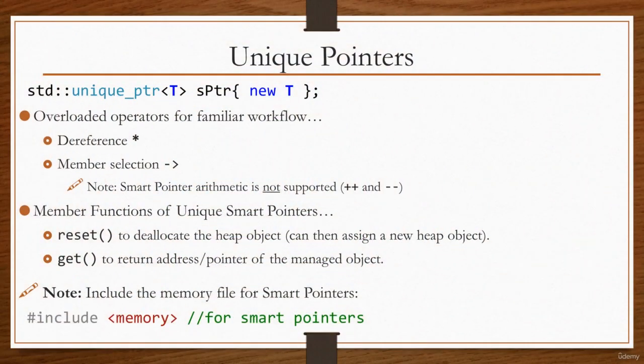Now the unique pointer also provides overloaded operators for a familiar workflow, such as the dereference operator and the member selection arrow operator. And note here, smart pointer arithmetic is not supported, so we don't have an overloaded increment or decrement operator. Remember that the unique pointer is implemented as a template class, and that has member functions, such as reset, to deallocate the heap object, and then you can assign a new heap object. We have the get member function to return the address or pointer of the managed object as well. And as I mentioned in the introduction video, when we use smart pointers, we have to include the memory file. So we'll do #include <memory>.